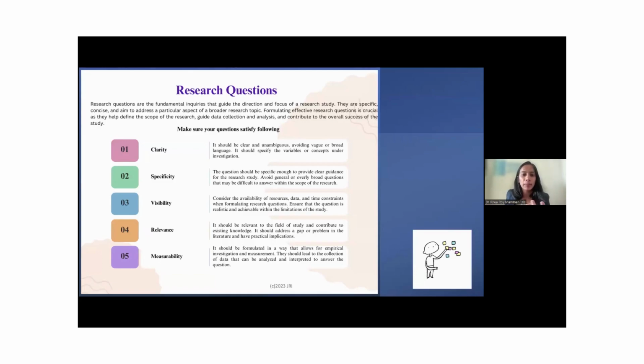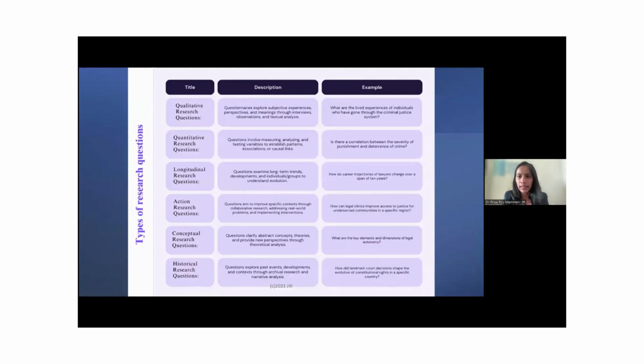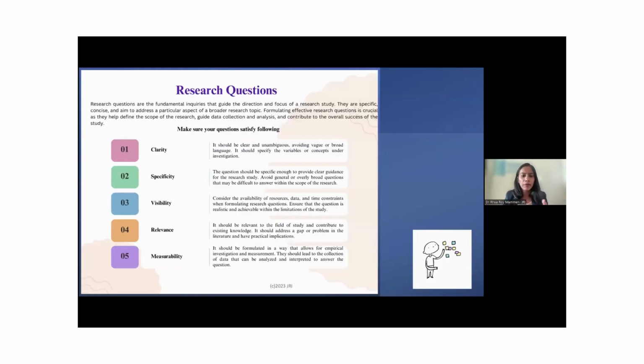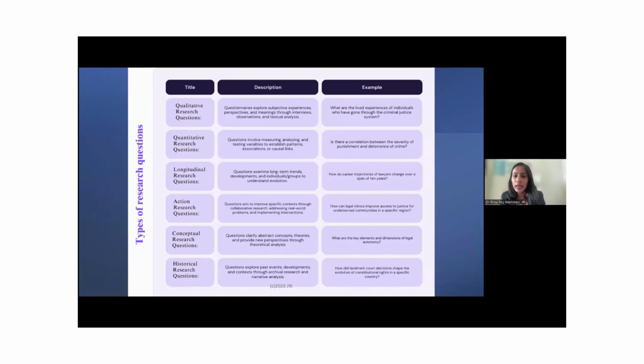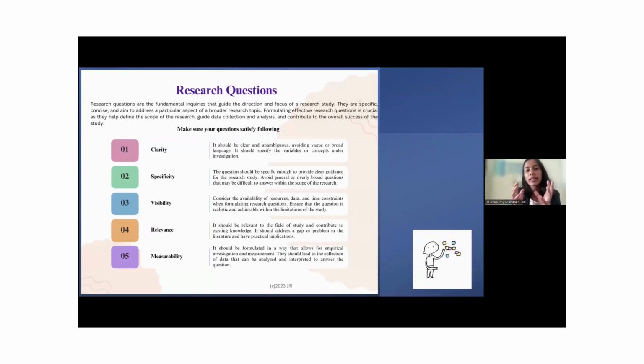Let's take the lawyer's life in a law firm. Say someone is trying to do a study on evaluating the mental health of lawyers working in law firms. You can probably have a research question like, what is the nature of work engaged by lawyers in a law firm? Now, if you have a question like, what is a law firm? That cannot be categorized as a research question.